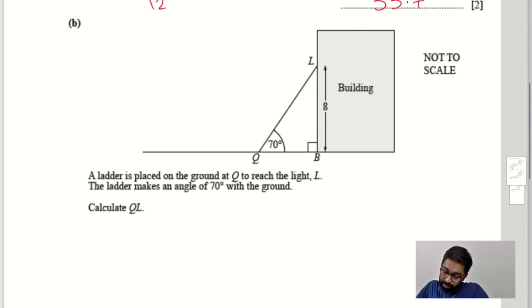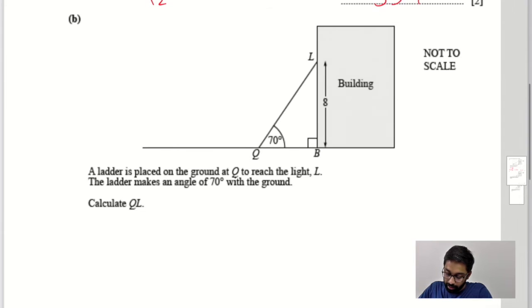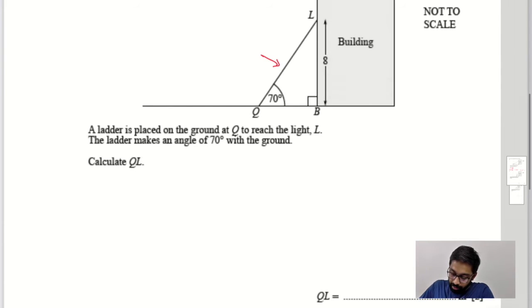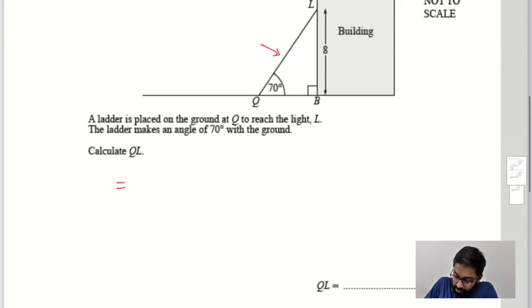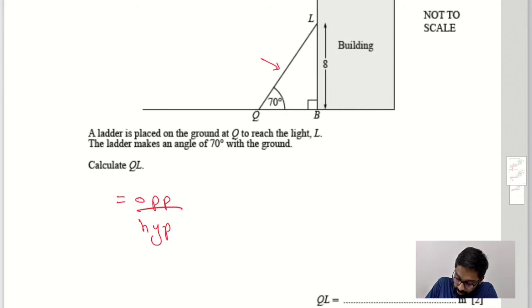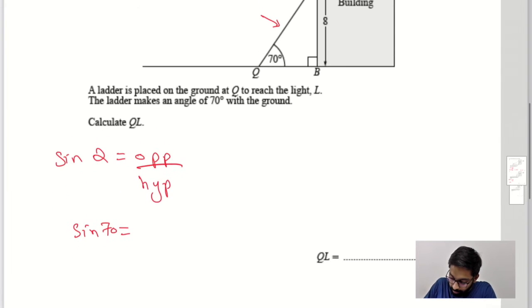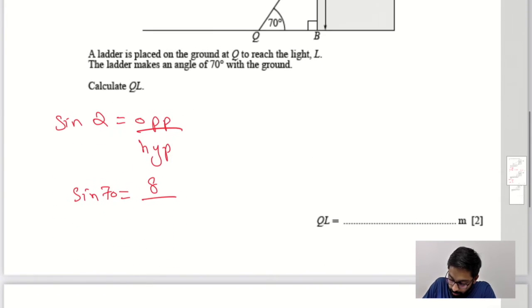The next part says that a ladder is placed on the ground at Q to reach the light L. This is another diagram. It's not the same as the first one, and it is drawn not to scale. The ladder makes an angle of 70 degrees with the ground. Calculate QL. They've asked you to find this length. Now, the trigonometric ratio that we use in this case is opposite upon hypotenuse, because the hypotenuse length is the one in front of the 90-degree angle, and the trigonometric ratio that we use is of sine theta.